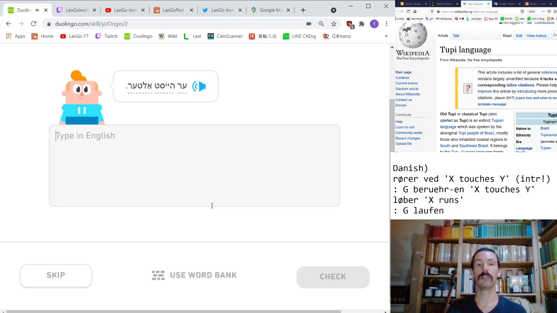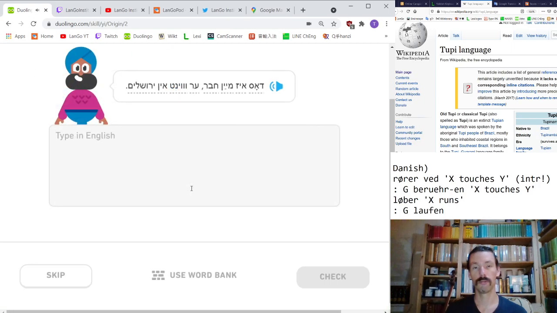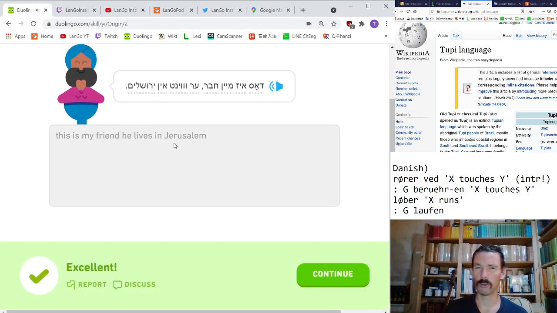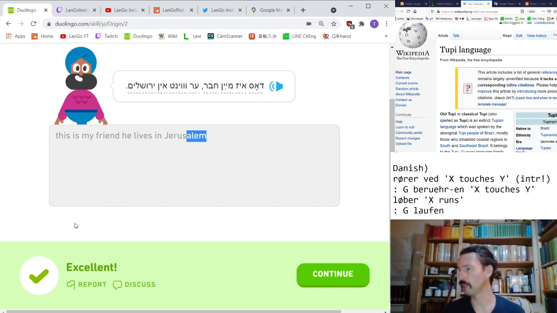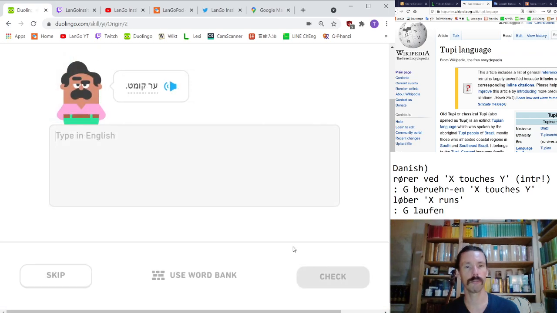Heißt Alter. Nice, Alter. His name is Alter. Dus is mijn chaver, woont in Jerusalem. This is my friend, who lives in Jerusalem. Woont. Yeah, same word. Lives in Jerusalem. Speaking of compounds with head initial word order, I'm not sure what Jeru is, but Salem is peace, city of peace or dwelling of peace or something. The seat of peace.